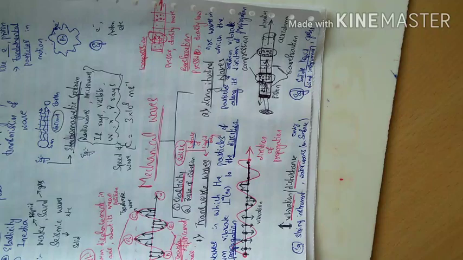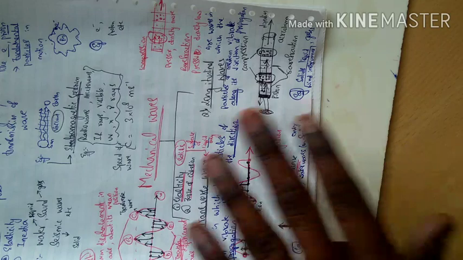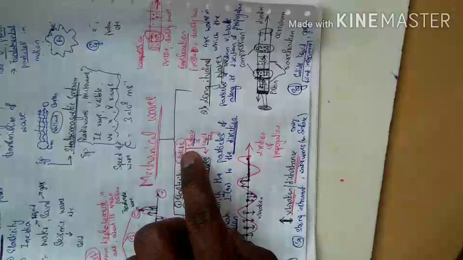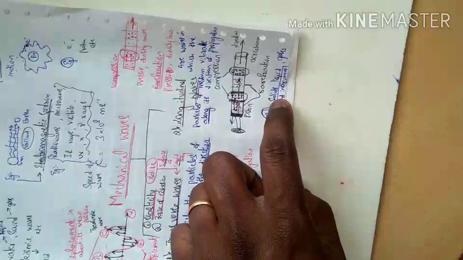This is all about the types of mechanical waves, a very important topic we have discussed in today's class. Transverse waves occur only in solids and on the surface of liquids, whereas longitudinal waves can take place in solids, liquids and gases inside the medium.